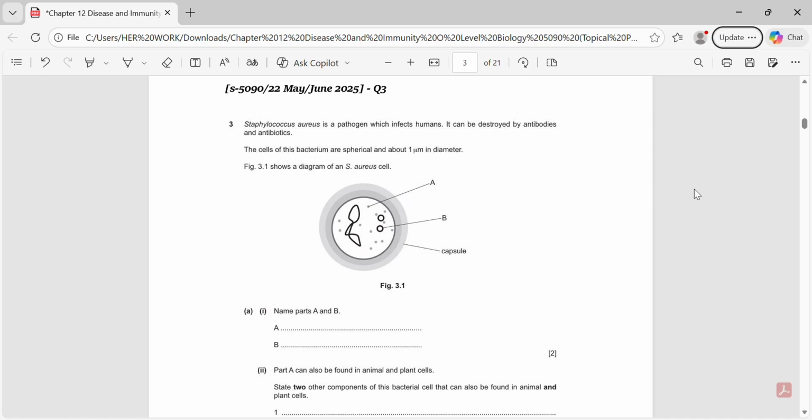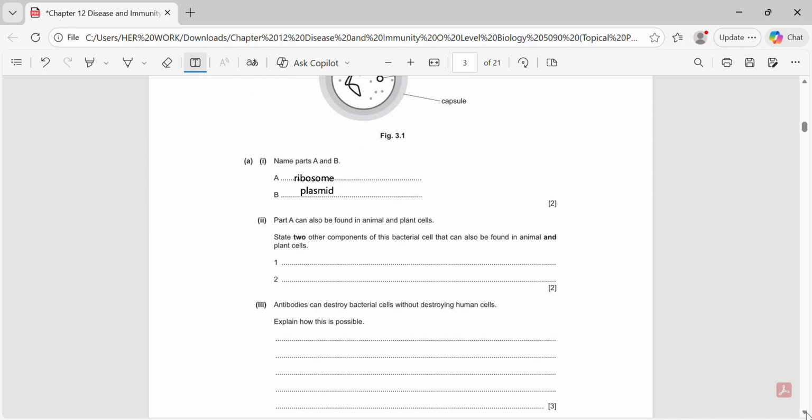Now, if you look at the diagram, you can see the different parts of the bacterial cell are labeled. The labeled parts are A, B, and the capsule of the bacterium. The first thing the question asks is to name parts A and B. From the diagram, we identify that A is a ribosome and B is the plasmid. Next, we move on to the following part.